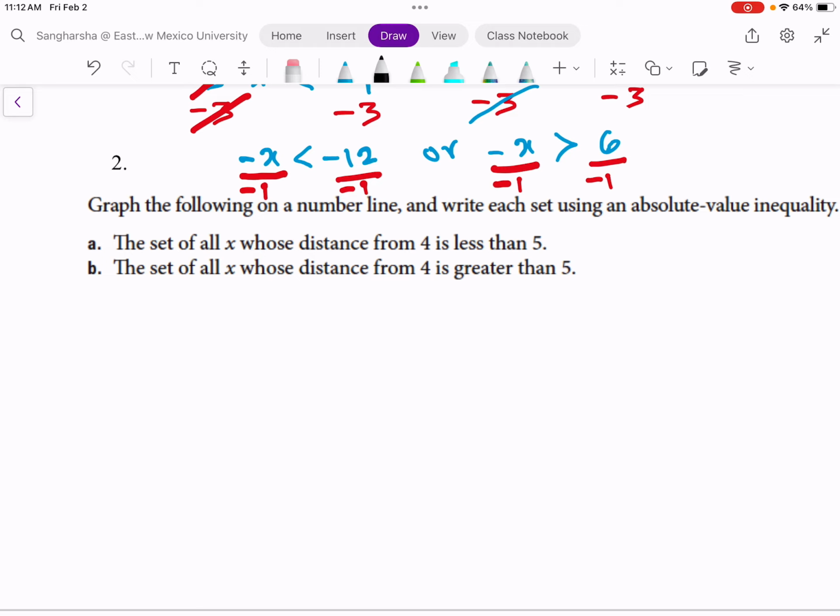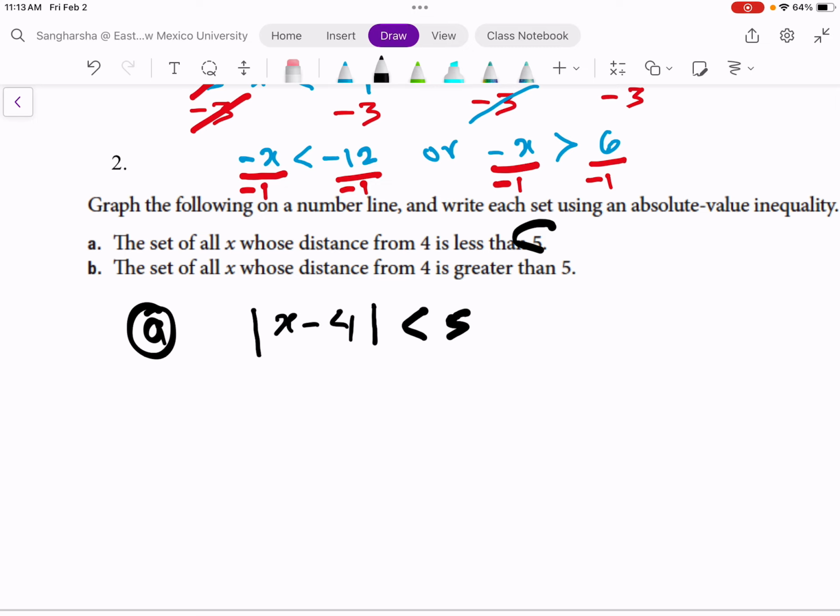So our number is x here in general. We have the distance is x minus 4, and the distance has to be always positive, right? And how do we write that positive here? We use the absolute value. So we have the absolute value of x minus 4, and the distance is always less than 5. So we have less than 5. So this is for A.